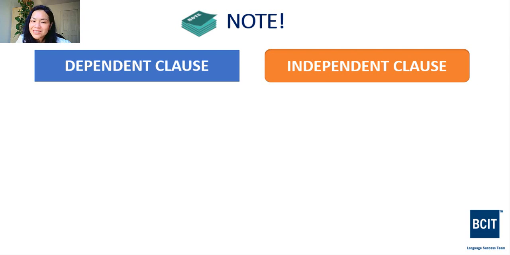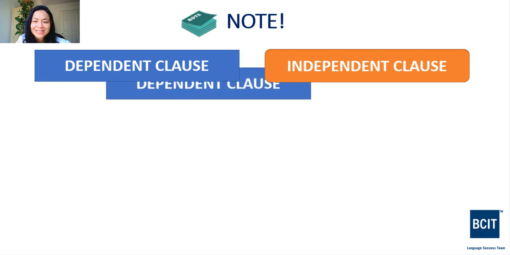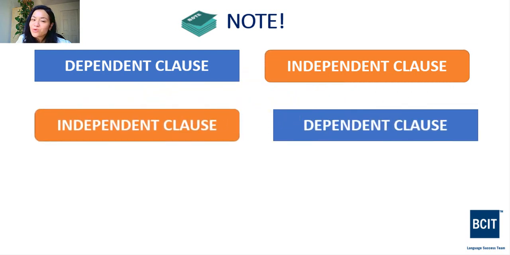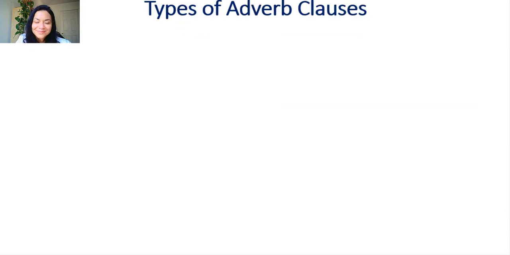The two clauses, dependent and independent, are interchangeable, meaning it doesn't matter which one comes first. However, if the dependent clause comes first, you must use a comma after it to signal to the reader that you have not finished your thought. If the independent clause comes first, no comma is necessary.